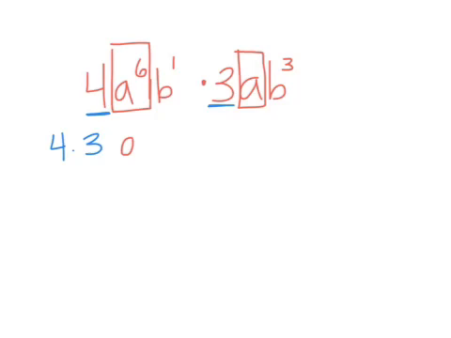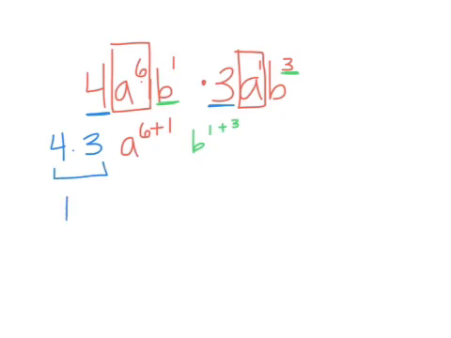So I'm really saying I'm adding my exponent of 6 plus this exponent of 1. When you don't see an exponent, it's an automatic 1. And now I'm going to go over to my b's. So here I have b to the power of 1. I'm going to add that to this other piece, b to the power of 3. So it's 1 plus 3. Those are my exponents. So now I'm going to simplify.